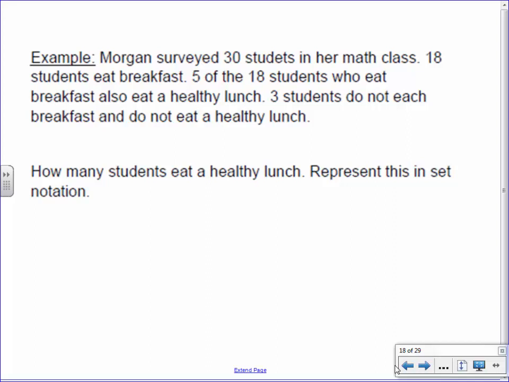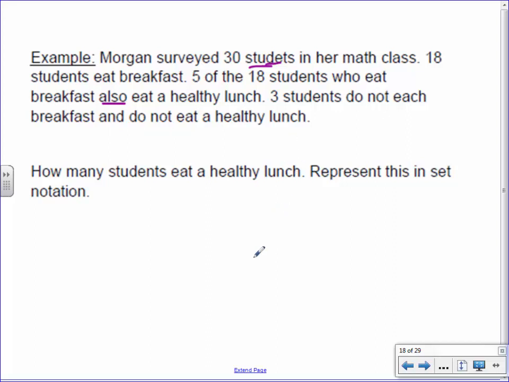Okay, so here's another common kind of example. You've got the 30 students in your math class. 18 ate breakfast. 5 who ate breakfast also ate a healthy lunch. The words, you gotta be really careful here. Then 3 students do not eat breakfast and do not eat a healthy lunch.